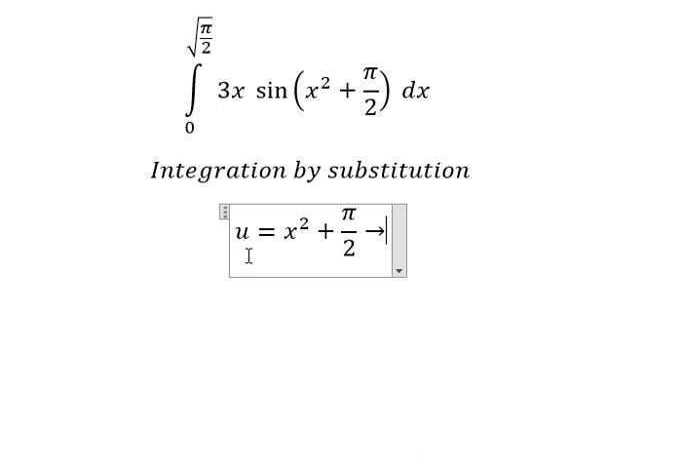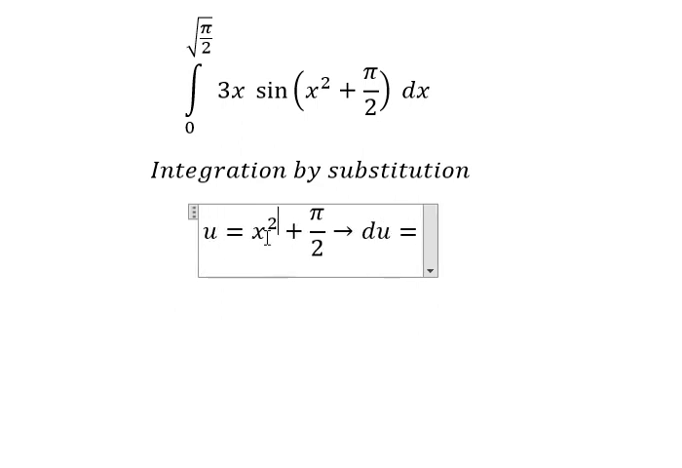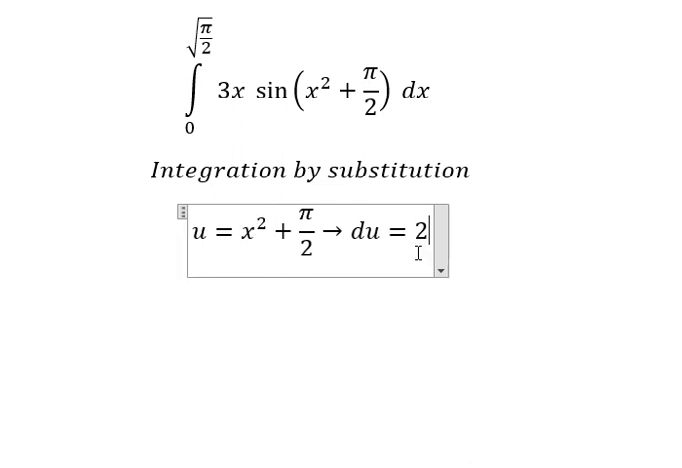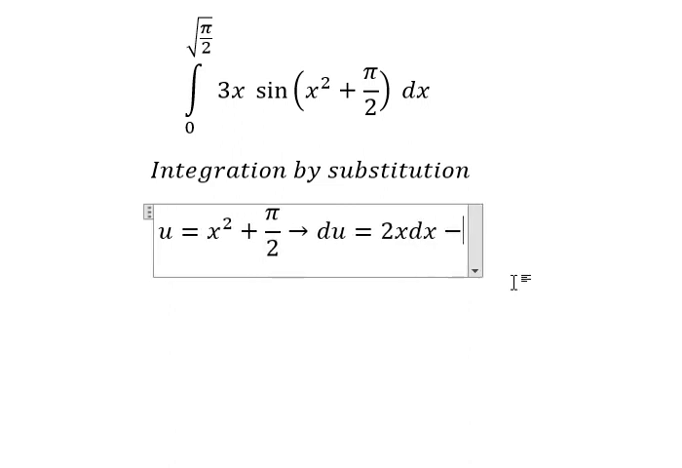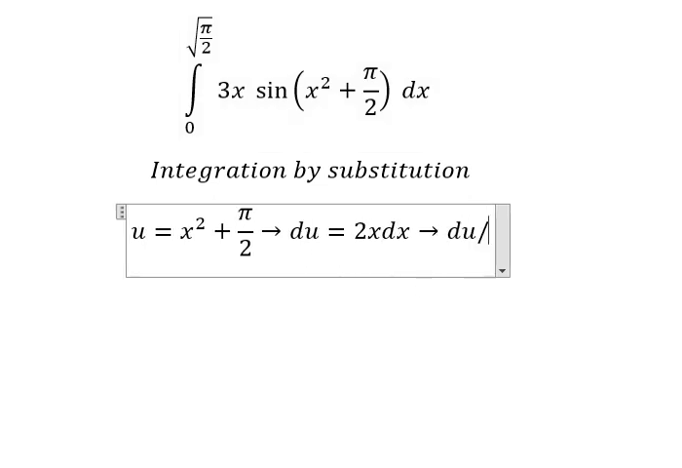Later, we need to take the first derivative of both sides. This one we have 2x. This one is the constant, so you get 0. Because we don't have the number 2, we need to divide both sides by 2.